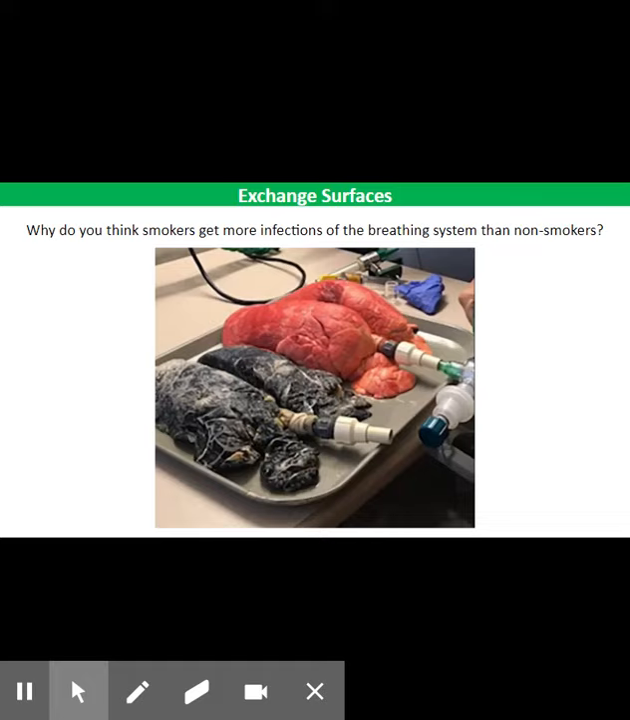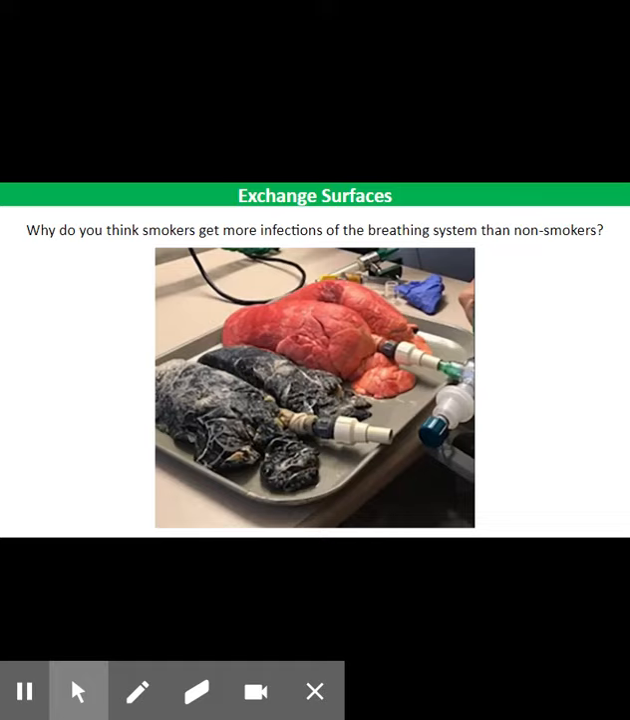Now, the reason why smokers get more infections of the breathing system than non-smokers is because the trachea is lined with ciliated epithelium and goblet cells that secrete mucus. The mucus, as we've already mentioned, traps dust and bacteria. And the cilia are designed to move the mucus and trapped particles from the lungs to be swallowed and digested.